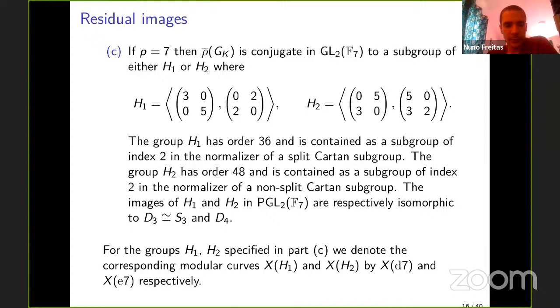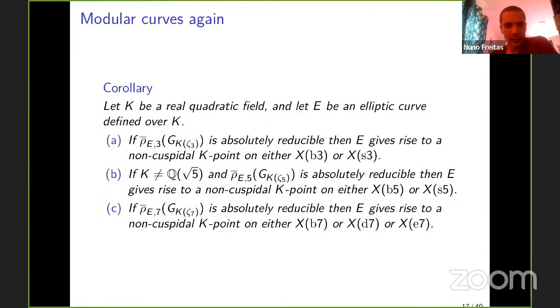So in view of this proposition, we introduce a couple more modular curves. For these groups H1 and H2, specified in this part C, we'll denote the modular curves corresponding to these groups, X of H1 and X of H2, by X_D7 and X_E7. Okay, so as a corollary of this new description, if we take K to be a real quadratic field and E some elliptic curve over K, then what can we say? If the image mod 3 is not sufficiently large, so again the restriction to this field, the Galois group of this field, is absolutely reducible, then E will give rise to a non-cuspidal K point in X_B3 or X_S3.